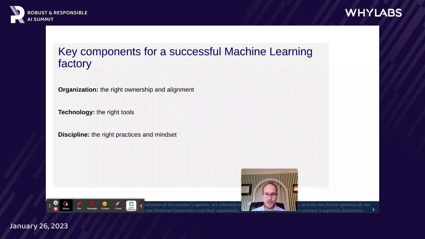Technology, this one's an obvious one. Do we have the right tools in place to enable the things that we need to do from a machine learning perspective? And finally, discipline. Do we have that mindset, and are we consistent in applying that mindset? What are the things that it takes to create a successful team in order to enable some of these things?